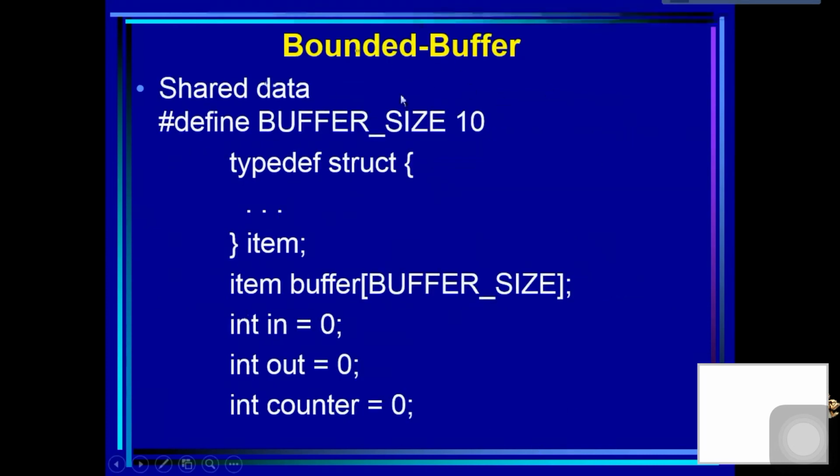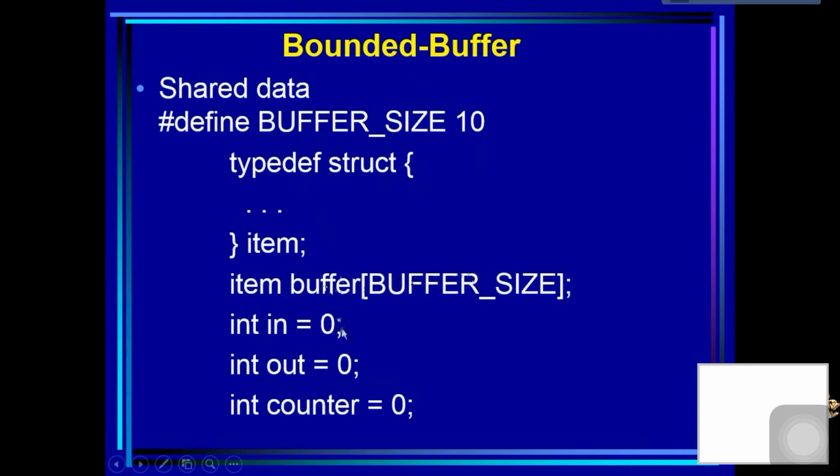Okay, so the bounded buffer problem, we already know. We also called it the producer-consumer problem. So here is the shared data by the producer and the consumer. We can see this is a constant, buffer size equals 10, and this is a structure that represents an item put in the buffer, and this is the buffer.